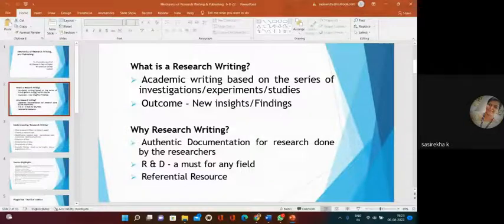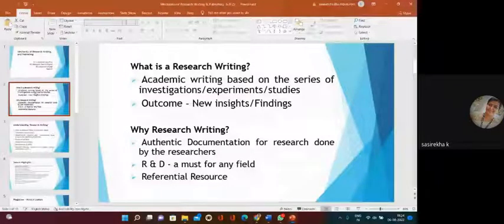And when we attempt an academic writing based on a series of investigations, experiments, and studies, the outcome is going to be our insights, or we are going to arrive at a new conclusion, or we will get a new idea, sometimes findings as well. This is the very objective of going for research writing. Being research scholars, we are expected to conduct a series of investigations. If science-based candidates, then you will be doing a series of experiments or studies. Then the outcome of our investigations, experiments, or studies is going to be a new insight and findings.